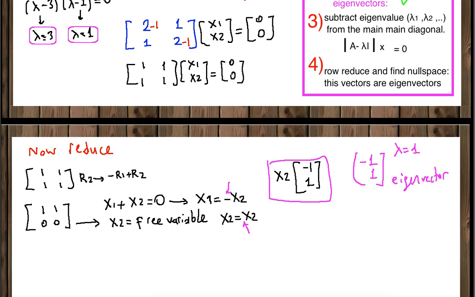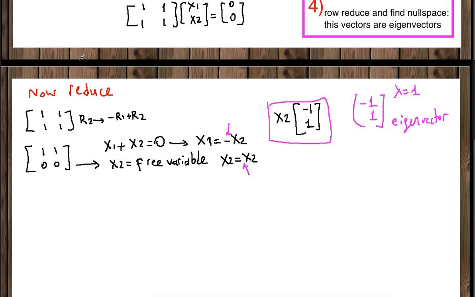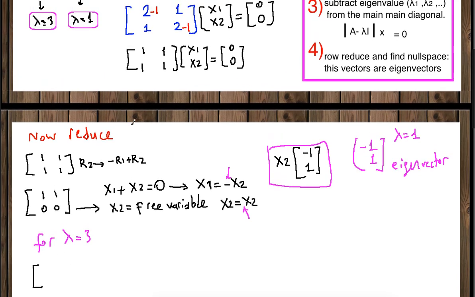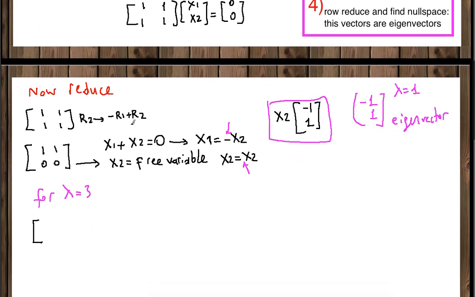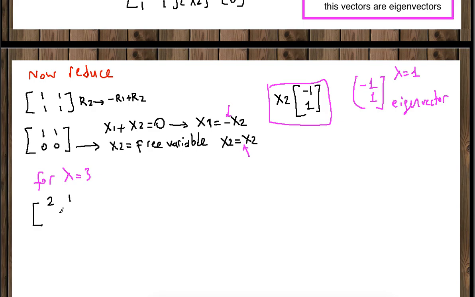Now we're going to find the eigenvector for lambda equals to 3. So for lambda equals to 3, we're going to do all the same operations we did here. So our original matrix is 2, 1, 1, 2. From our original matrix, we're going to subtract lambda value from the main diagonal. And what we're going to get is negative 1, 1, 1, negative 1. Now we're going to do row reduction.